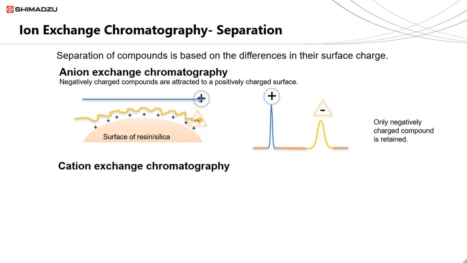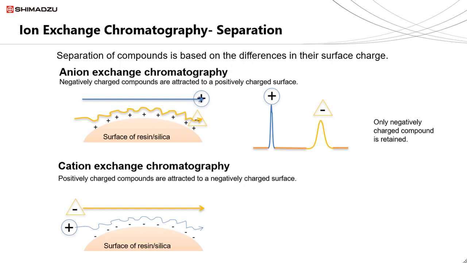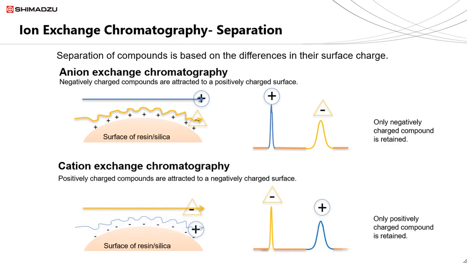Second is cation exchange, where our compound of interest is positively charged. Any negatively charged compounds will be repulsed by our negatively charged surface, whilst positively charged will be attracted, again creating separation between the two different types.